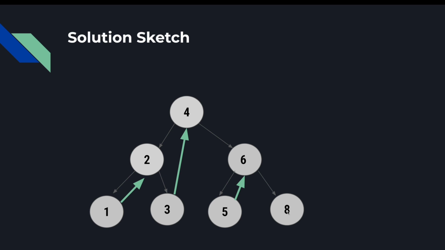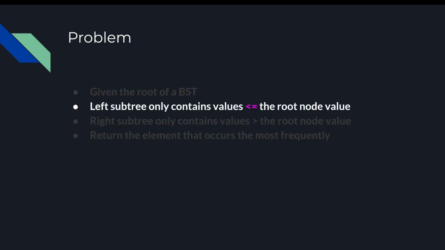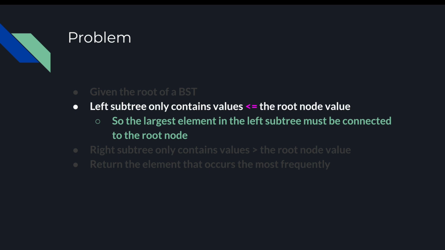Now, this may seem difficult to grasp as to why we do this, and this may also seem really hard to implement. Let's first talk about why this works. Recall, all nodes in the left subtree have a smaller or equal value compared to the root node. So therefore, if we want to connect elements in a sequential order, then we must connect the largest element in the left subtree to my current node.